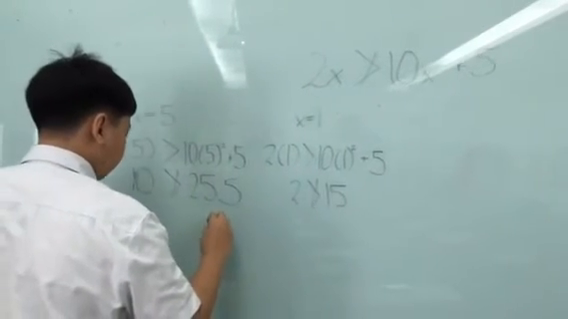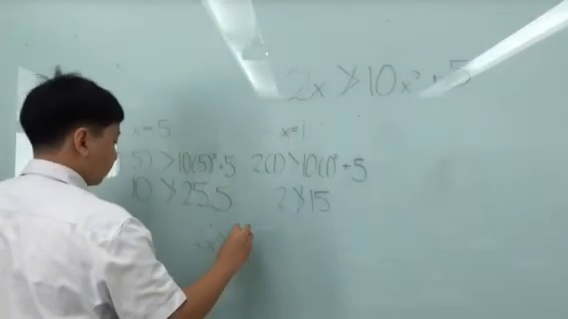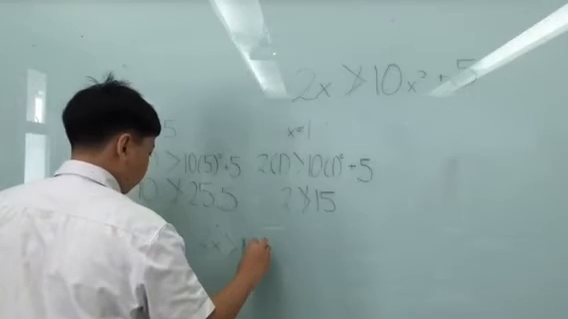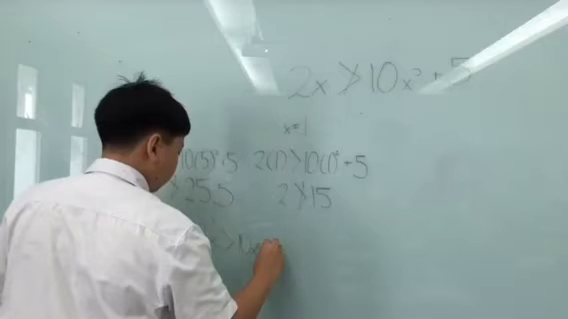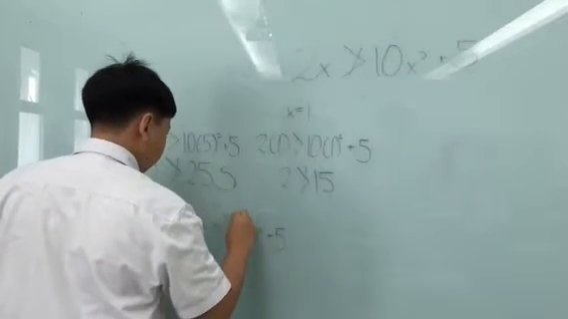In conclusion, we can say that no root can and will make the equation 2x is greater than 10x squared plus 5 correct, thus not having a solution, and 2x will never be greater than 10x squared plus 5.